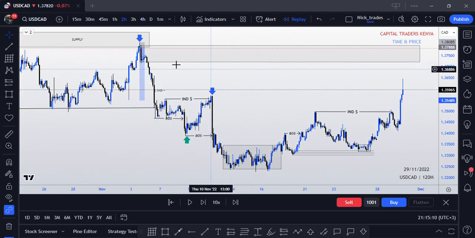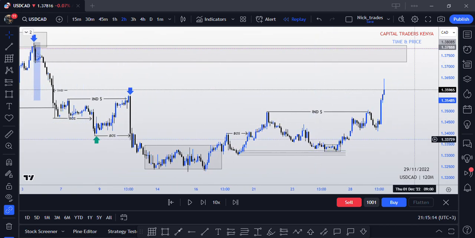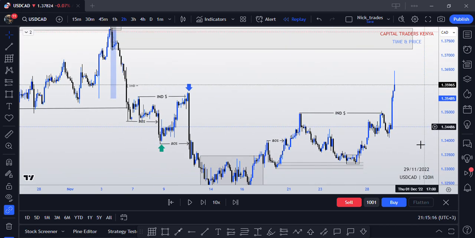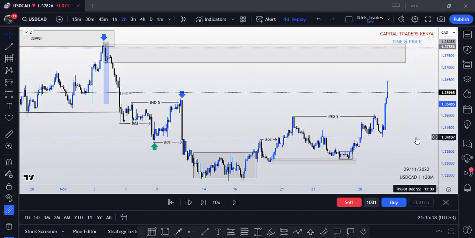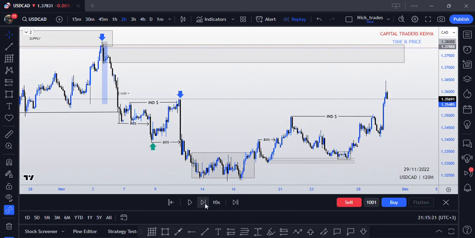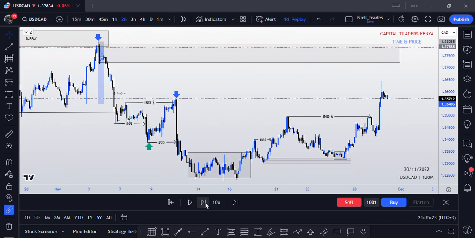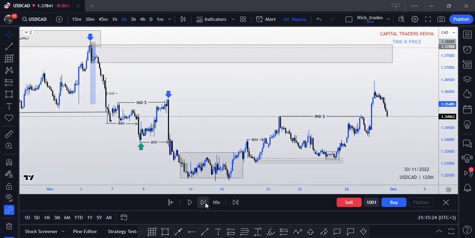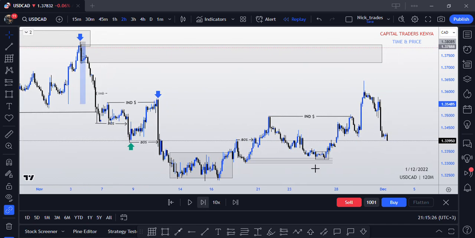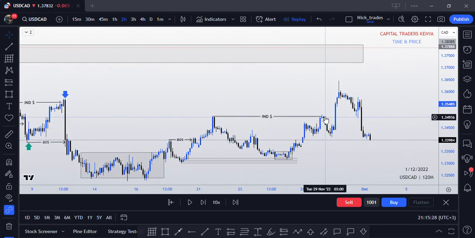Now we have to monitor this zone that was now up here. Okay. So let's see. Let's see what would happen now, if prices are going to get to our zone. Then now we are getting a retracement. Now let me pose another question again. Is it still safe to look for more buys to the upside?